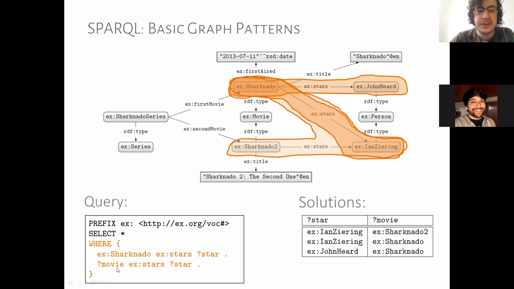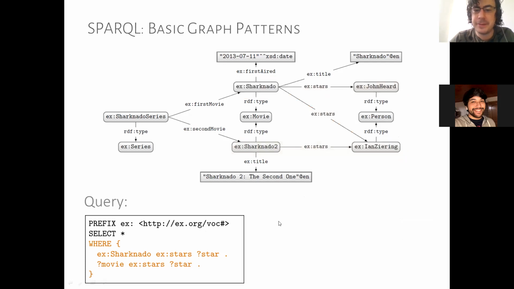But to mention that the first line and the second line, we could actually swap these two lines and we would get the same solution. It's like joins in SQL or databases, we can reorder joins, we can swap the order in which they're done, and we'll still get the same answer. So we could just start with movie stars star, which would get us all of the stars of any movie. And then we could restrict that to be just the stars of the Sharknado movie. Okay, thank you.